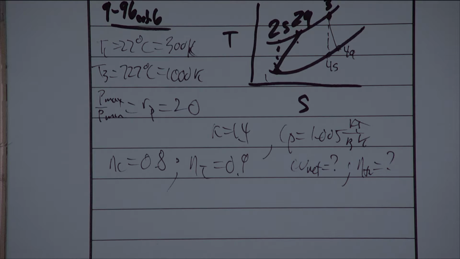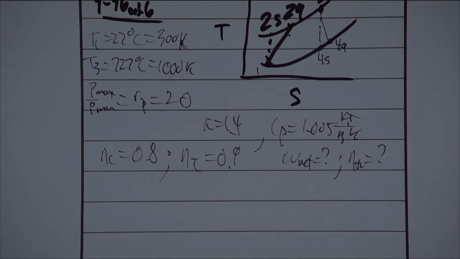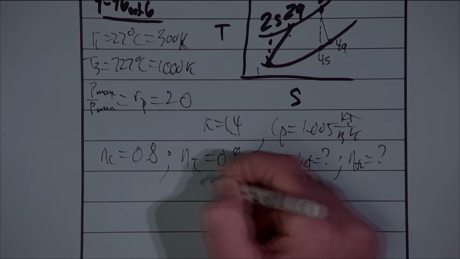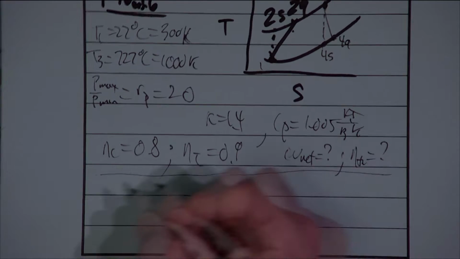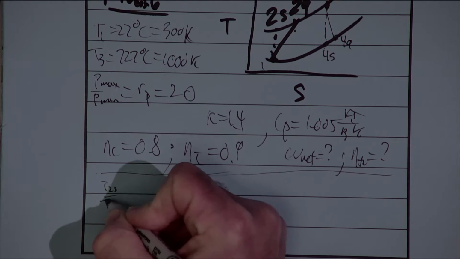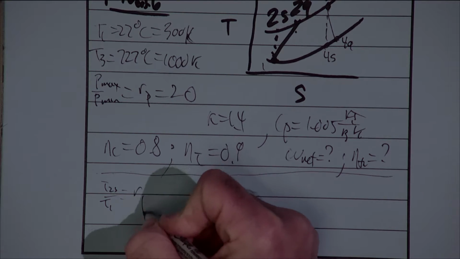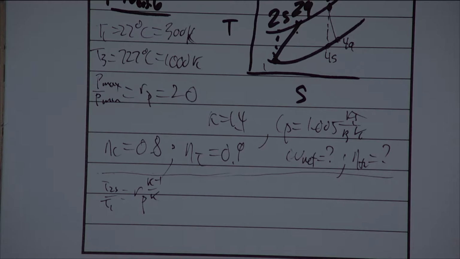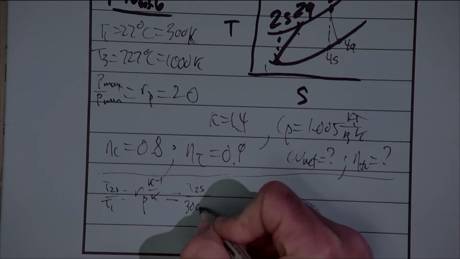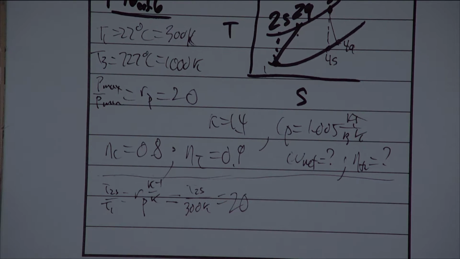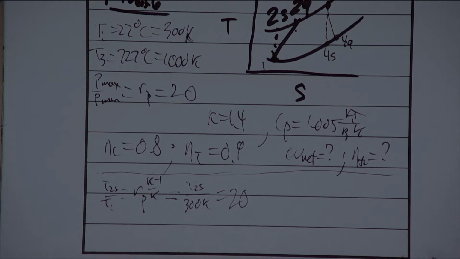So perhaps we could get rid of the problem statement over here now, and then we'll have better access to the board. All right, so first things first, we're almost always going to start a problem like this at state point 1, the input to the compressor. We know that for an isentropic process, the ratio of temperatures, T2S over T1, is equal to the pressure ratio to the (k-1)/k power. This applies to our isentropic compressor. T2S is unknown, but T1 is known. The pressure ratio is known, right? We're given 2,000 kilopascals as our maximum and 100 kilopascals as our minimum.